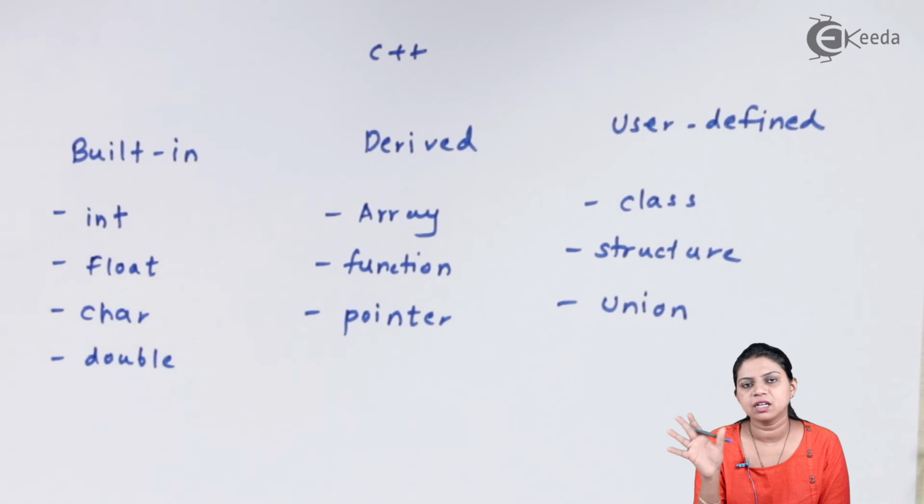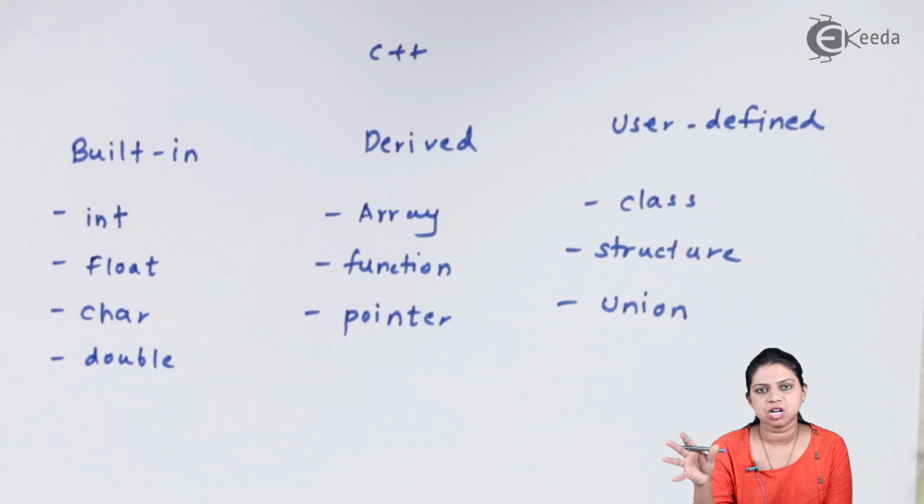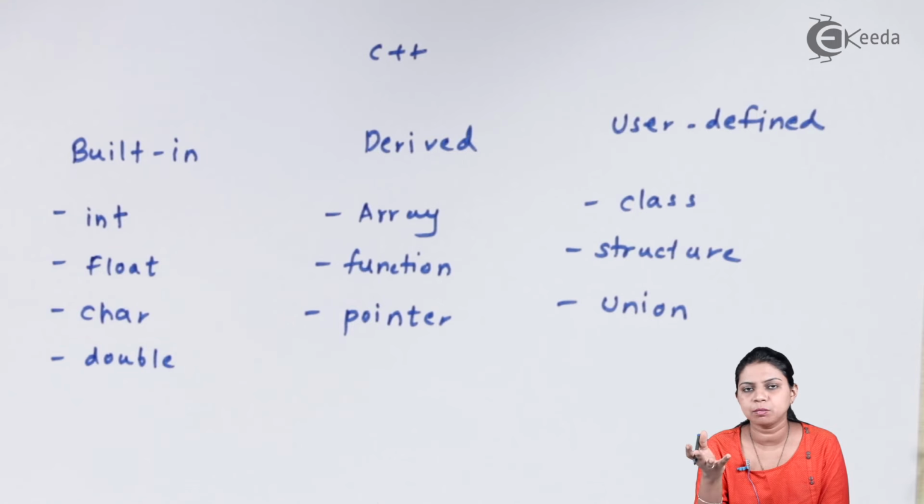And the last category is called user defined data type. User defined data types are something which are created by the user, so I call them user defined data types. In structured programming, basically we use structure and union, but in object oriented programming, we make use of class. What is class and how the user defined data type works, that we will see later on.